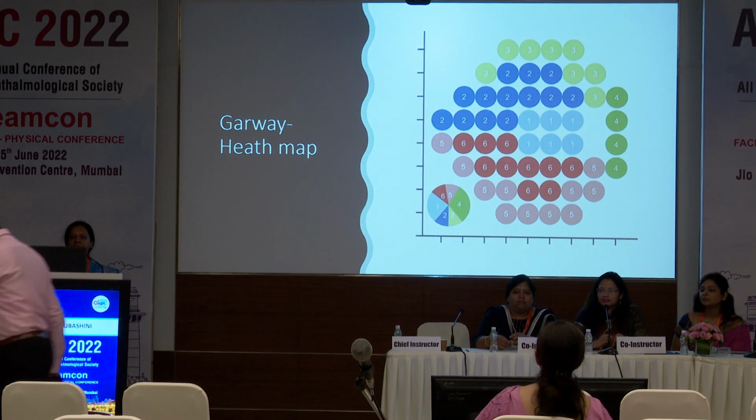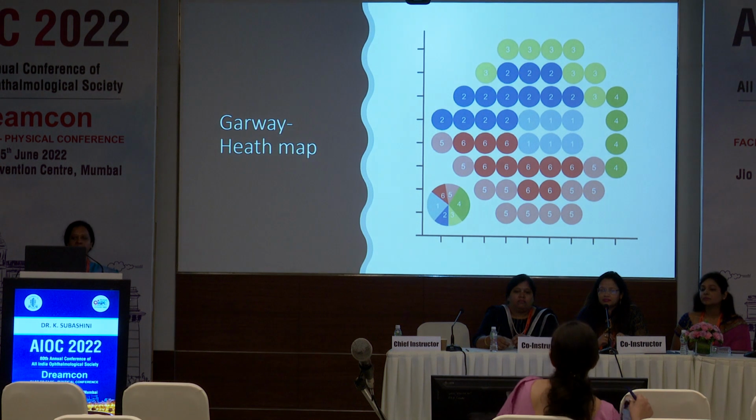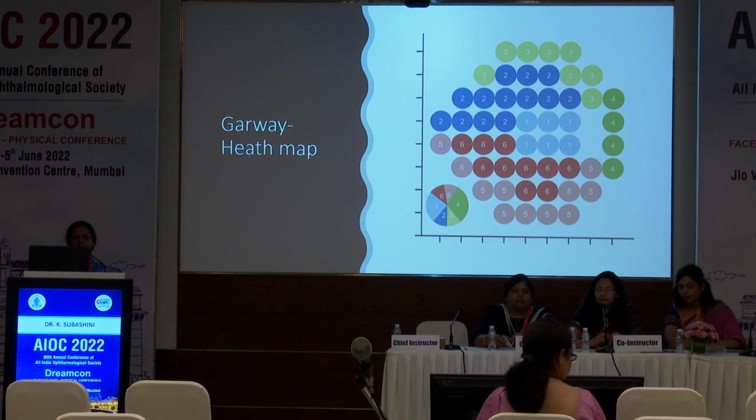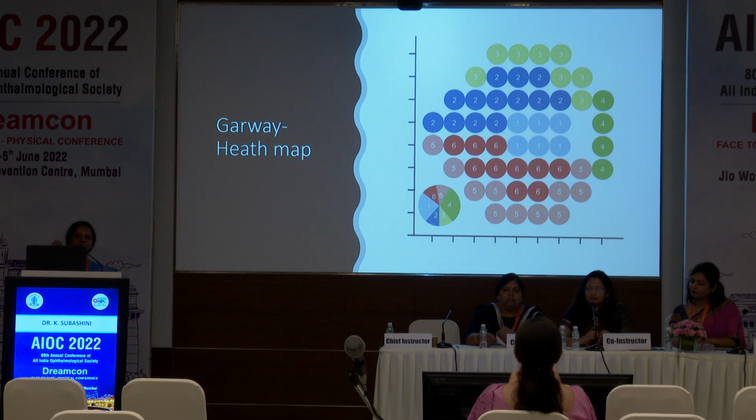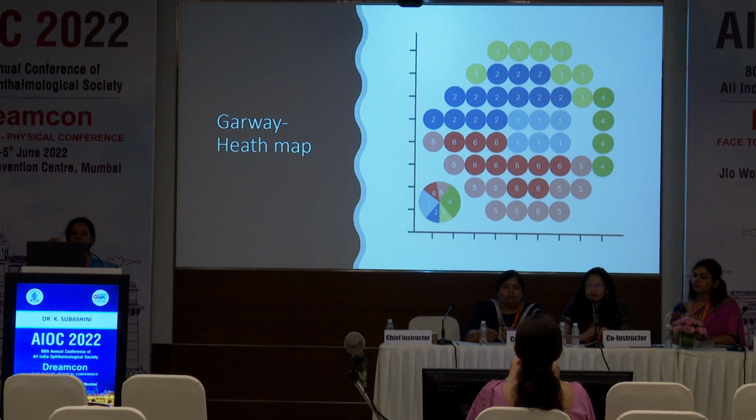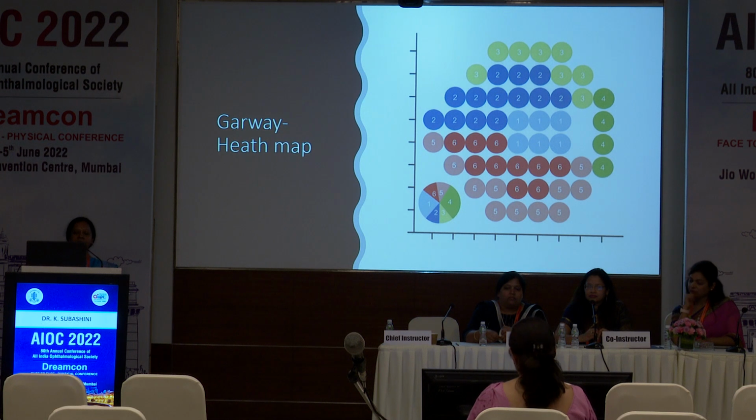So this Garway-Heath map is actually a spatial map between the visual fields and the optic nerve head. And you can see here in the small circle at the left bottom, that represents the optic nerve head, which is divided into 6 sectors. And you can see the 24-2 field and the numbers within those visual field locations, which are represented as circles. So these numbers actually correspond to the sectors of the optic nerve head.